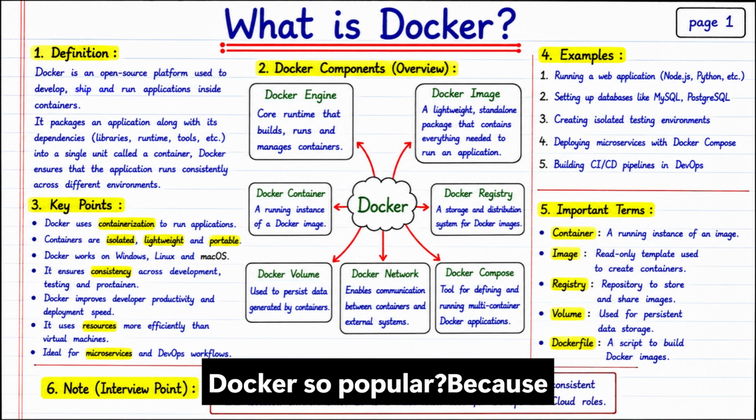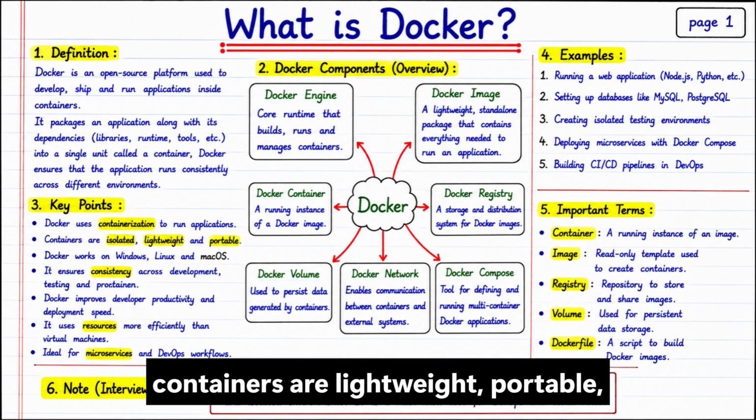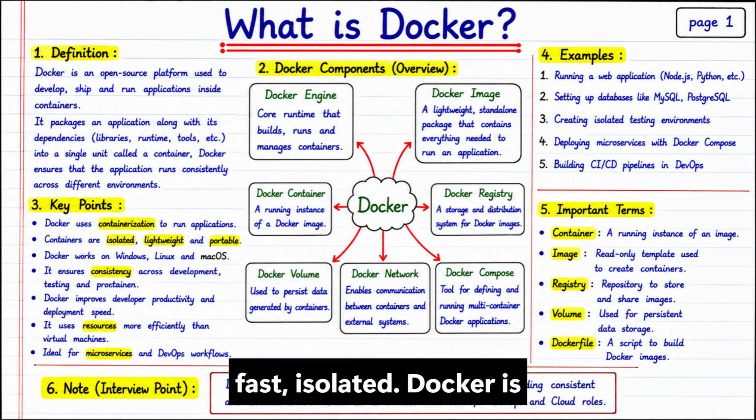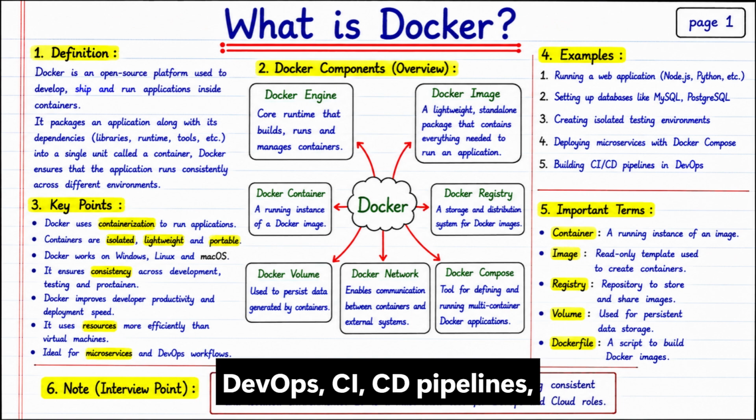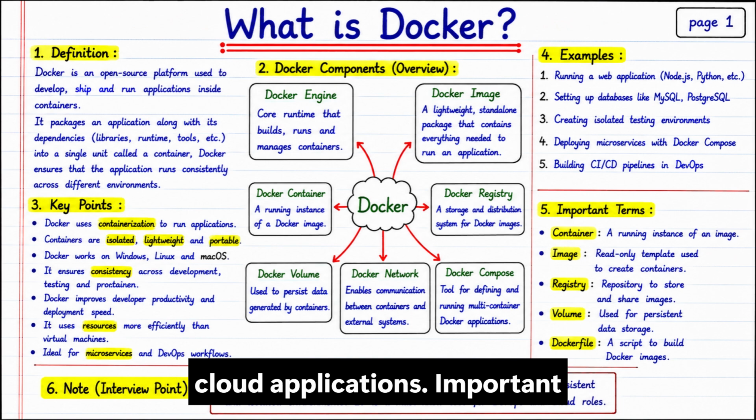Now, why is Docker so popular? Because containers are lightweight, portable, fast, isolated. Docker is heavily used in microservices, DevOps, CI/CD pipelines, cloud applications.